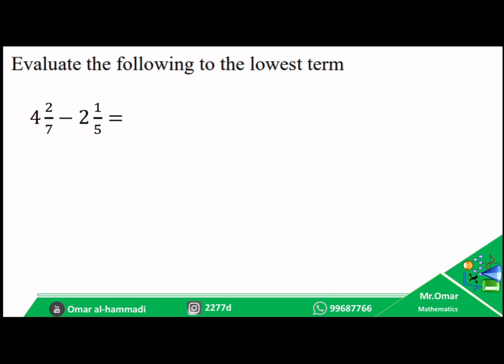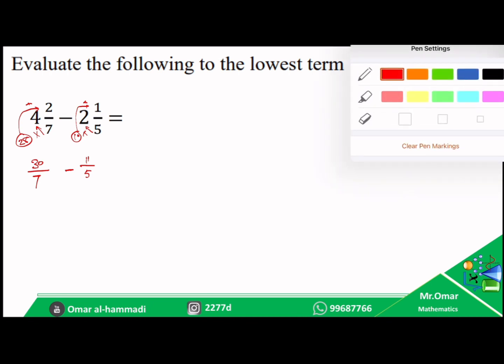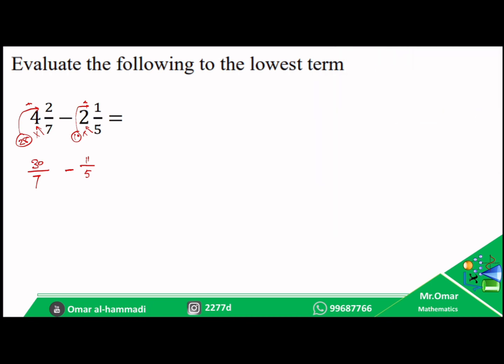7 multiplied by 4 will give us 28. And then 28 plus 2 will give us 30. So 30 over 7, minus the same thing here: 5 multiplied by 2 is 10, 10 plus 1 is 11 over 5. That's it. So now we have to do a subtraction of two fractions in the easy way.